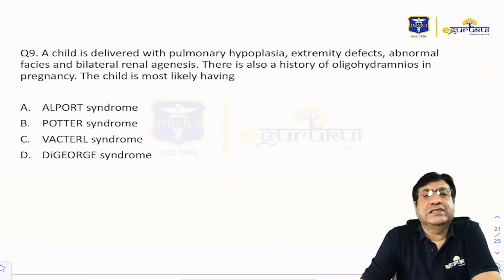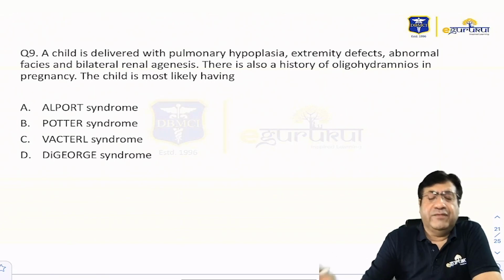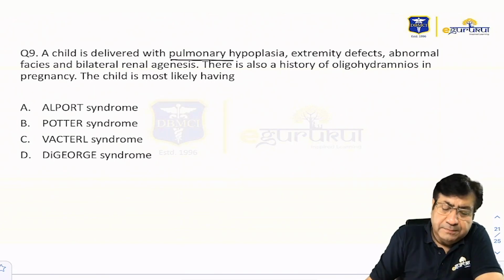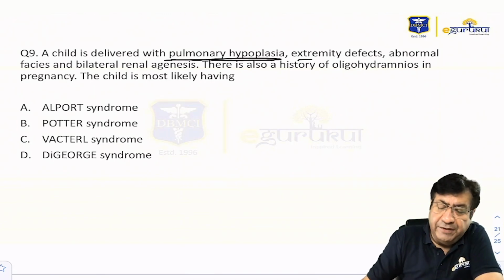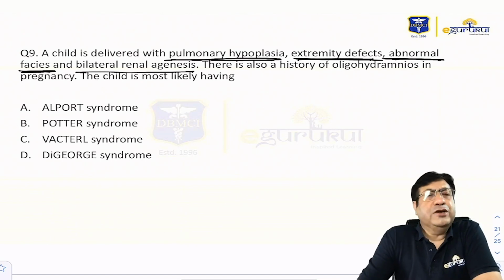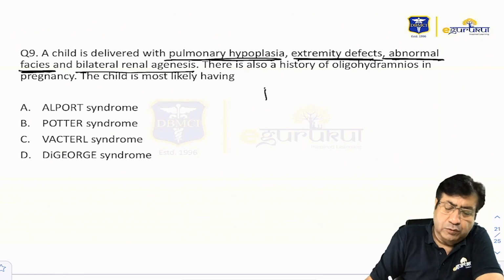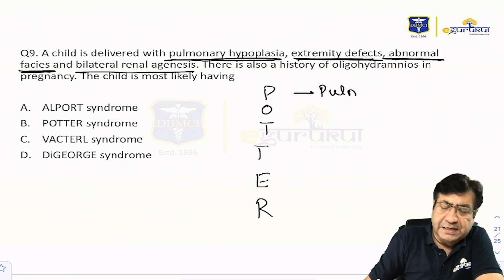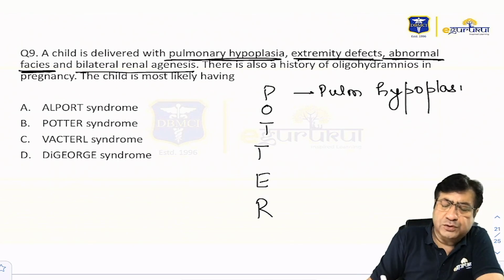Question number 9 is a question where they are asking: a child is delivered with pulmonary hypoplasia, extremity defects, abnormal facies, and bilateral renal agenesis. I think you must have understood the syndrome. The syndrome is the Potter syndrome. The Potter syndrome is associated with pulmonary hypoplasia. It is associated with oligohydramnios.